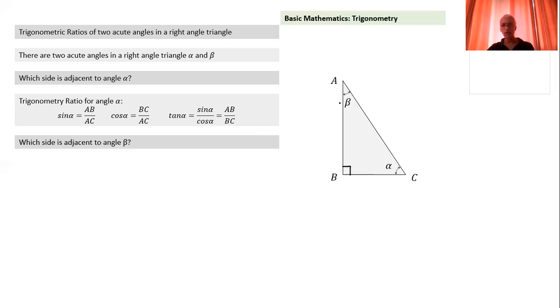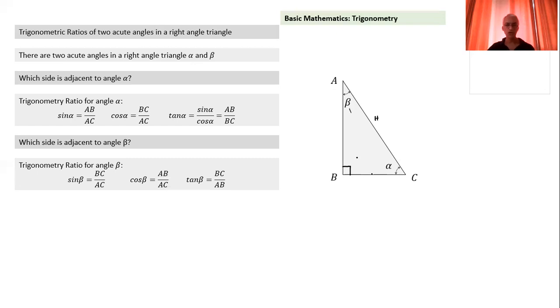So when we are calculating ratio for angle beta, again, we need to identify which side is adjacent and which is opposite. When you look at this, I think opposite and hypotenuse are very easy to identify. This, of course, is hypotenuse. Which is opposite to beta, this side becomes opposite to beta. Now, BC side becomes opposite side for beta.